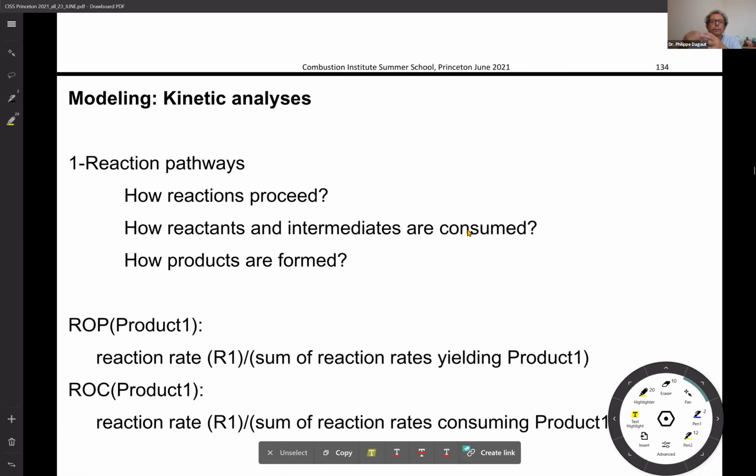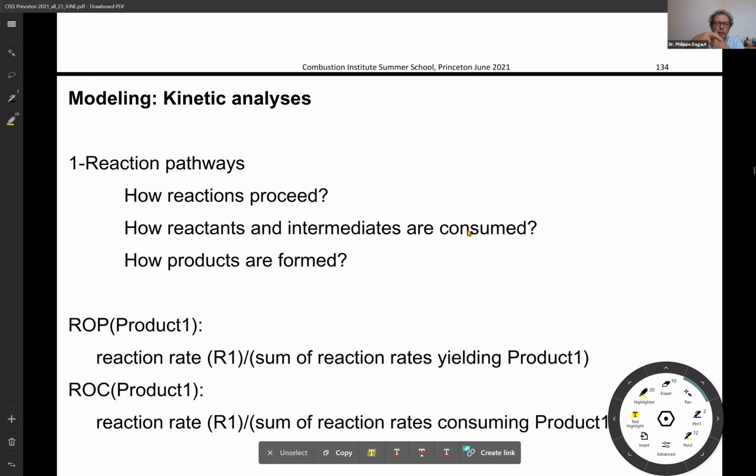When you are performing chemical kinetic modeling, you can develop your own model, or you can use models available from the literature. But in both cases, you can be interested in knowing how a reaction proceeds, and how reactants and intermediates are formed and consumed, how products are formed. So you can do that by performing a simple computation.